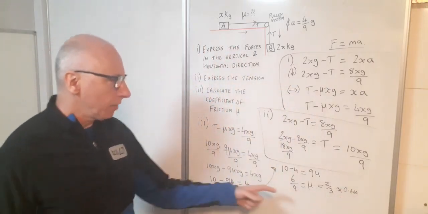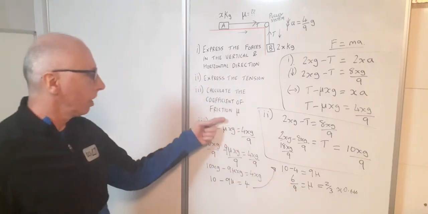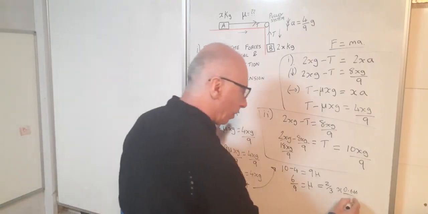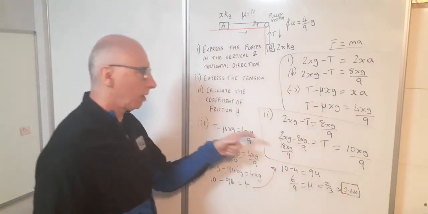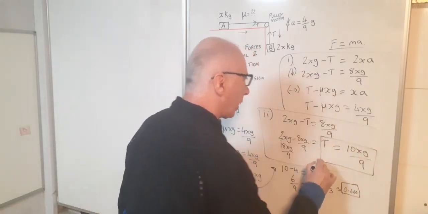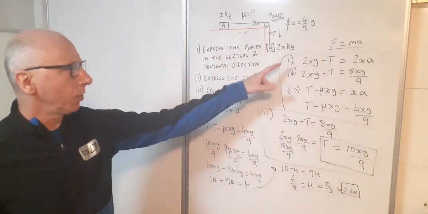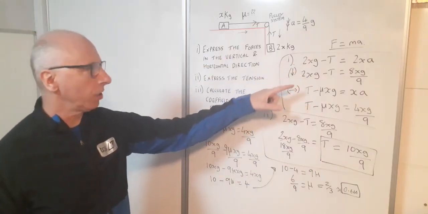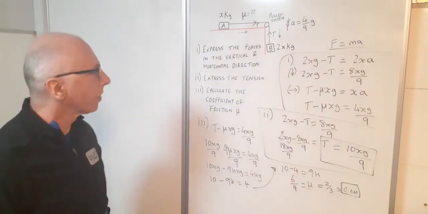Okay, so that then gives us our coefficient of friction taken care of here. So I'm happy with that as my result. I've got my tension here. So tension is 10xg over 9. And I've got my forces resolved for the horizontal and the vertical directions. Okay.